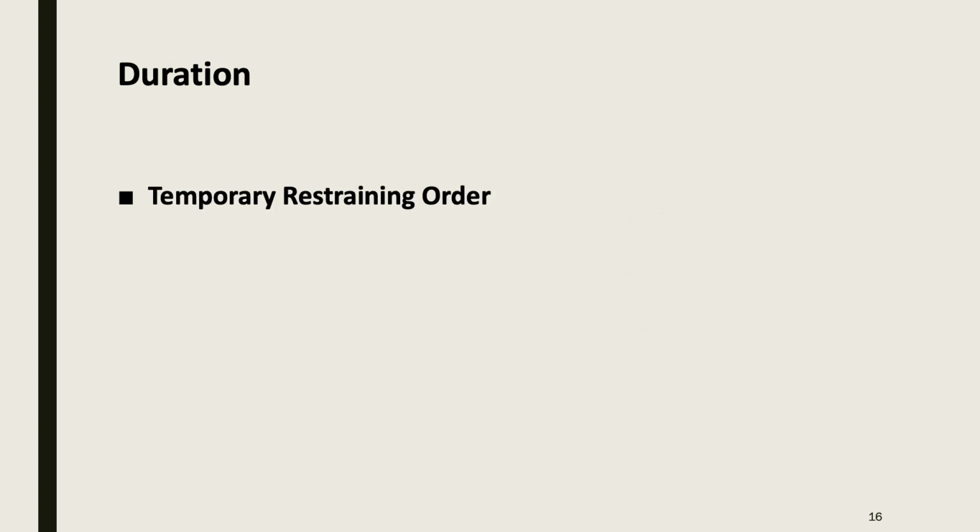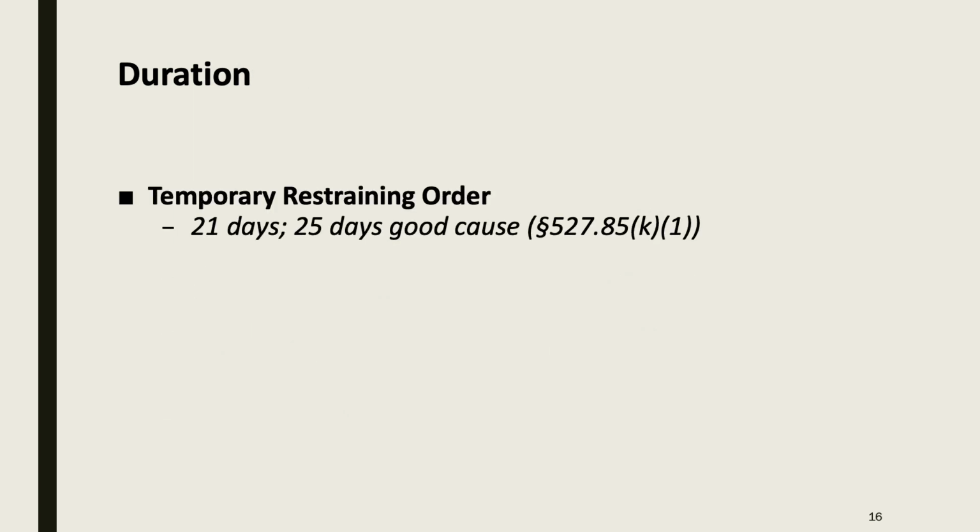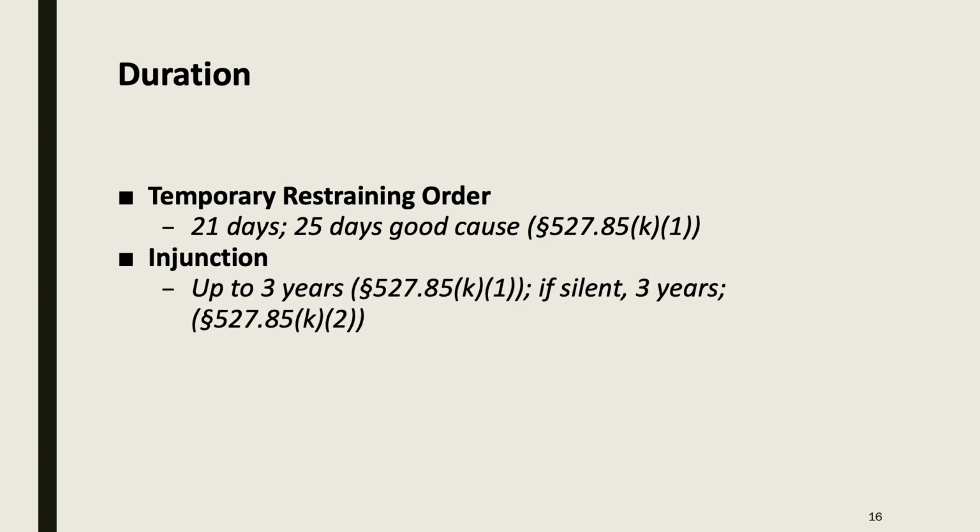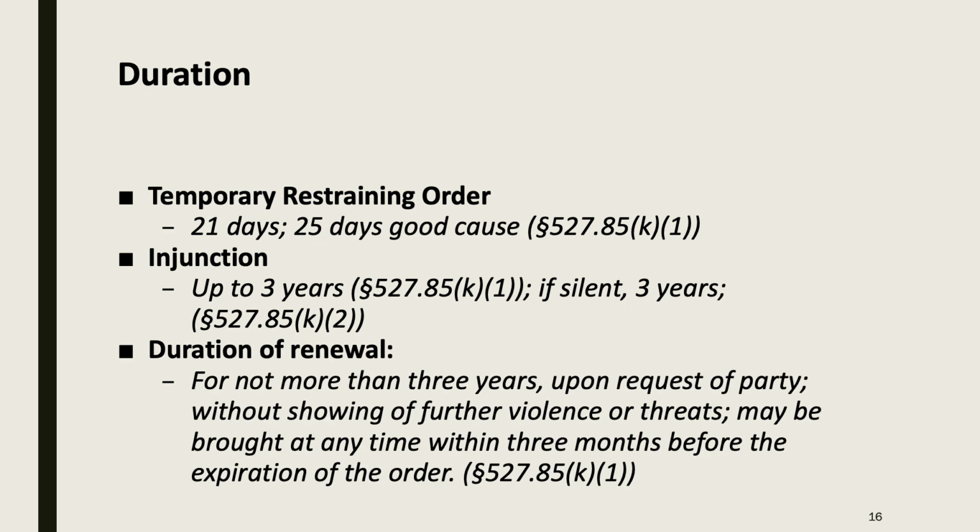The temporary restraining order, once again, like all others we've seen before, lasts 21 calendar days or 25 days with good cause finding by the court. The injunction can last up to 3 years, and if the injunction is silent about how long it lasts, it will last 3 years. And if it's renewed, it can be renewed for not more than 3 years upon request of the party without a showing of further violence or threats, and that can be brought at any time within 3 months before the expiration of the order.